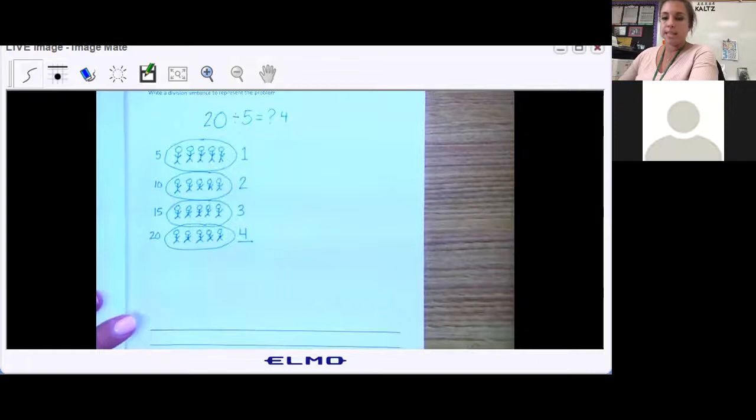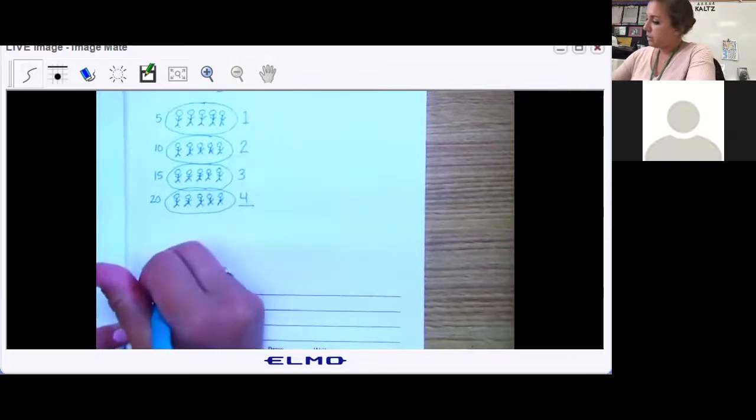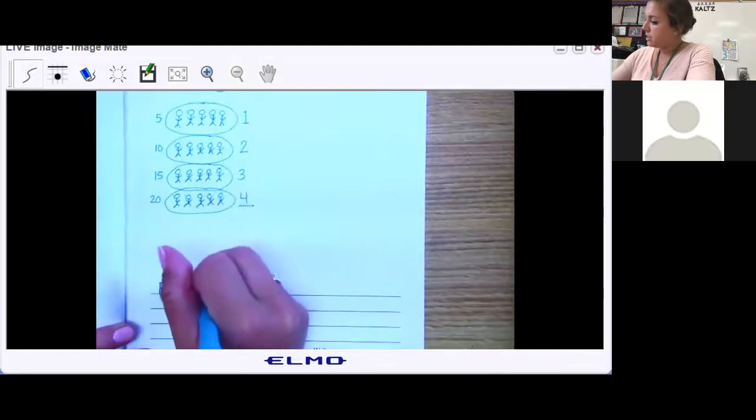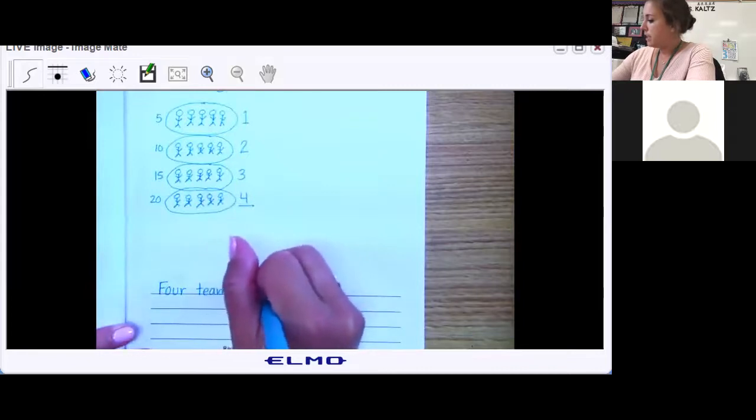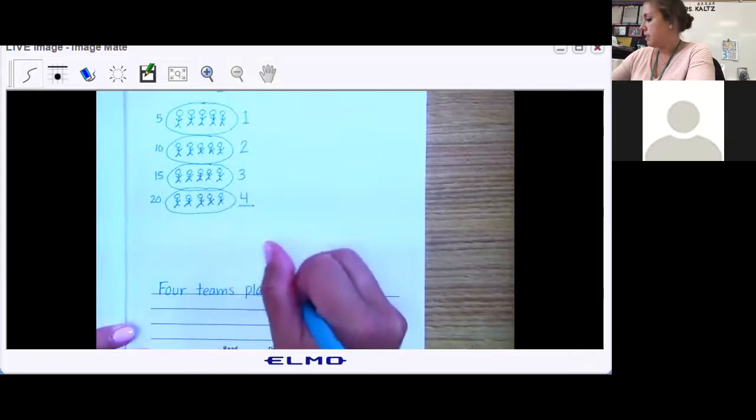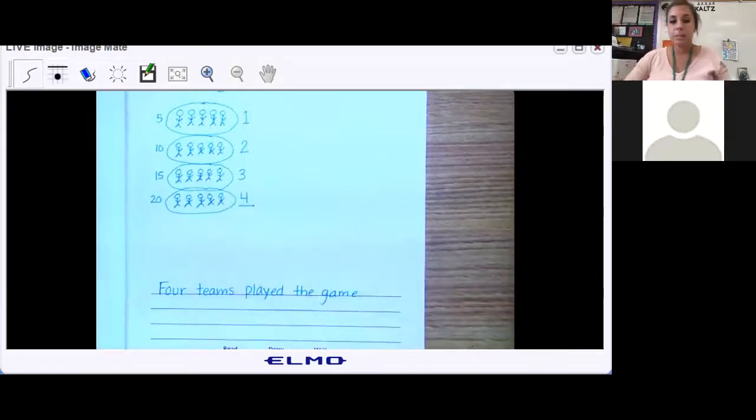So then my sentence will be 4. I'm going to write out the word 4. 4 teams played the game. Your sentence might be a little different than mine, and that is okay, as long as you have that final answer that 4 teams played the game.